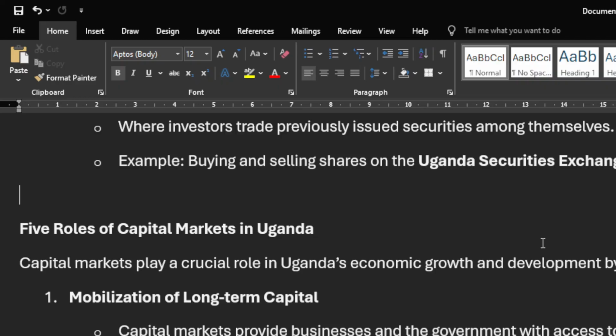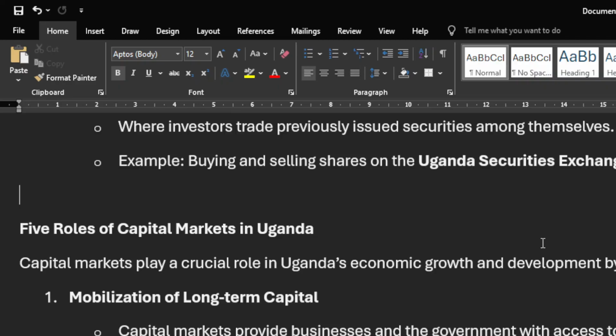Mobilization of long-term capital. Capital markets provide businesses and governments with access to long-term financing through instruments such as stocks and bonds. This helps in funding large infrastructure projects, industrial development, and expansion of businesses.